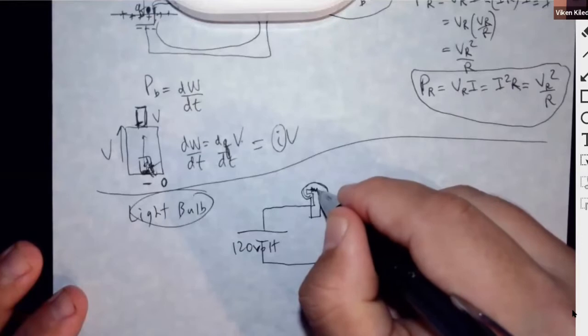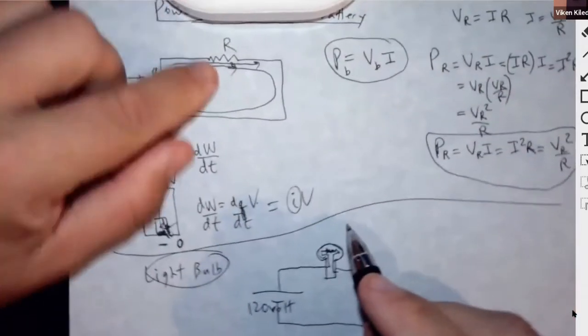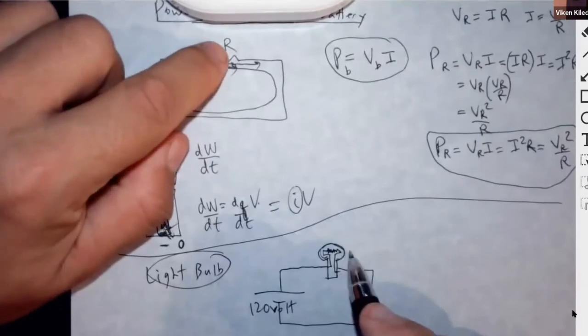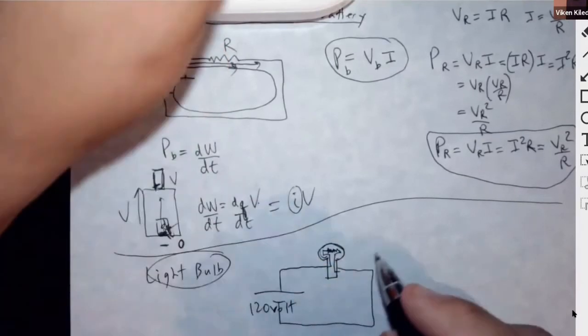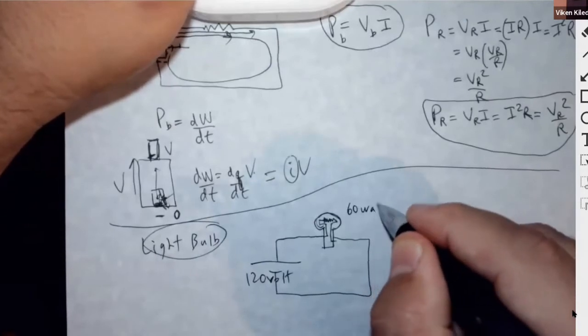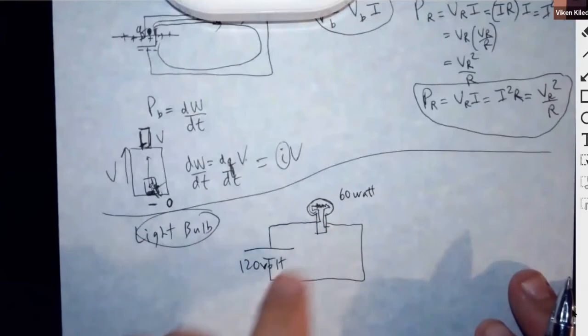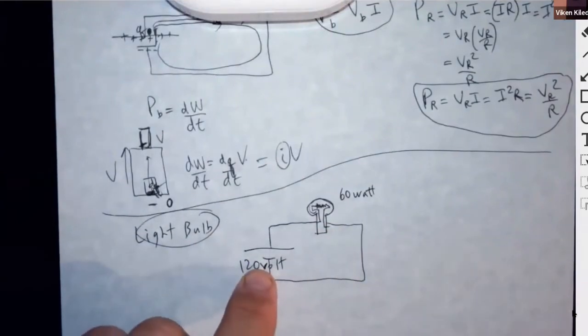as an incandescent light bulb, so it's got a little resistor in there, right? So imagine this resistor is your light bulb right here. Okay, so if its rating is 60 watt light bulb, what does that mean? Well, that means only if it's connected to a 120 volt source, only then is the power output 60 watts when it's running at full voltage, you see.